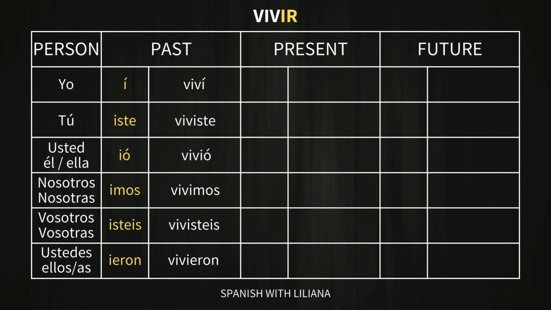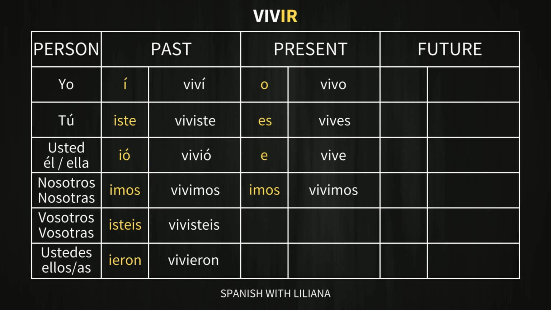Vivieron. The past endings for the ER and the IR verbs are actually the same. In present tense for the IR verbs, we'll use just O for yo. So the verb becomes vivo. For tú, we'll use es. Vives. For usted, él, ella, we'll use e. Vive. For nosotros, nosotras, we'll use imos.